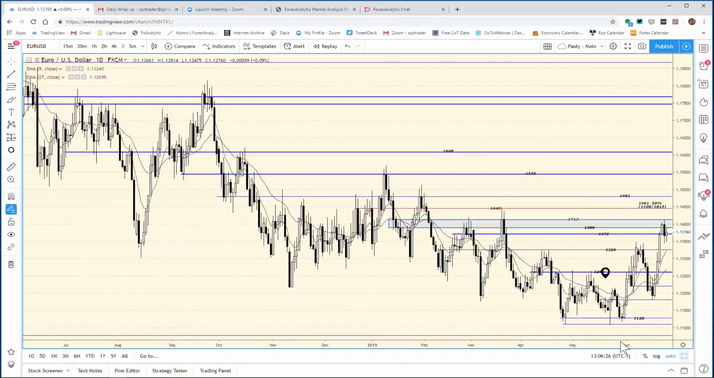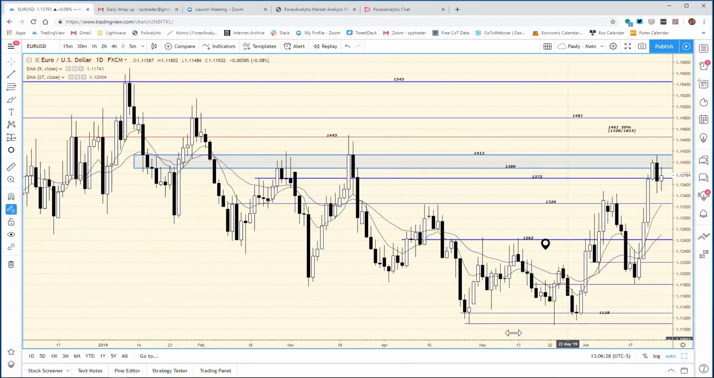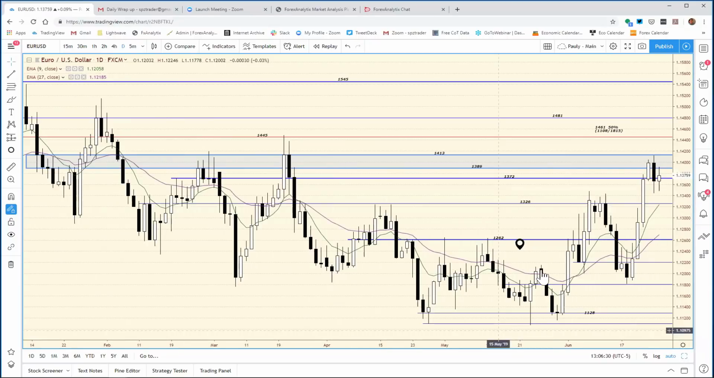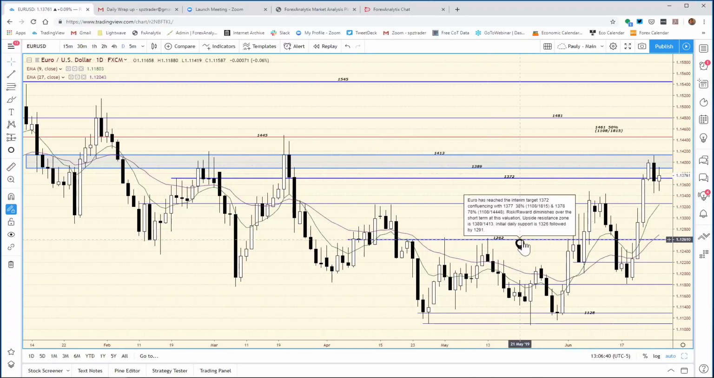I mean, from the analysis we had, the basic technical analysis that we start out with the week, you'd say, well, that was pretty much on, but yes and no. We were looking for this resistance zone here. And one of the things I mentioned here was, the euro has reached the interim triangle with 1372, confluence with 1377, 78, two key fibs. Risk reward diminishes over the short term at this valuation. Resistance zone is 1389 to 1413.